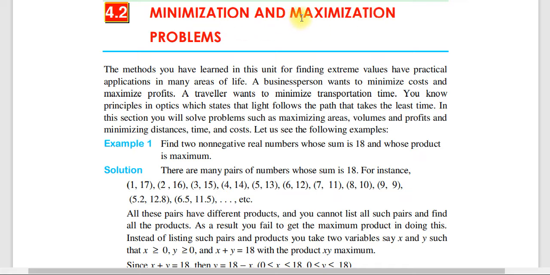ቀጥታ ወደ ክላስ አለፍኩ። አብራችሁ ይቆዩ። ሚኒማይዜሽን ኤንድ ማክሲማይዜሽን ፕሮብለም የሚል ነገር ነው። ምን ይለናል? The method you have learned in this unit for finding extreme value have practical application in many areas of life.